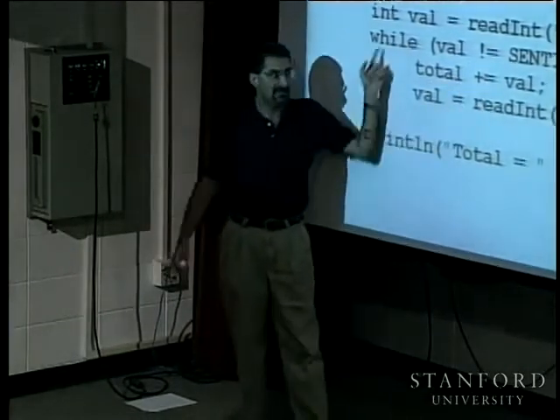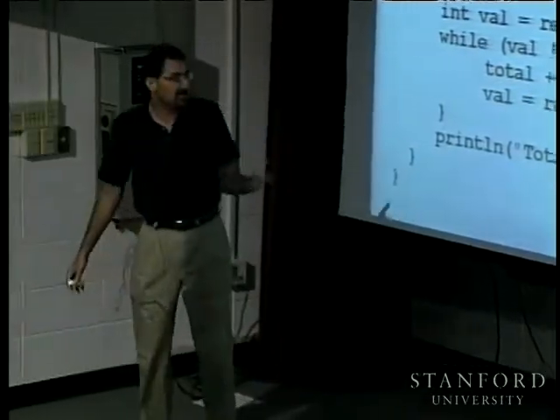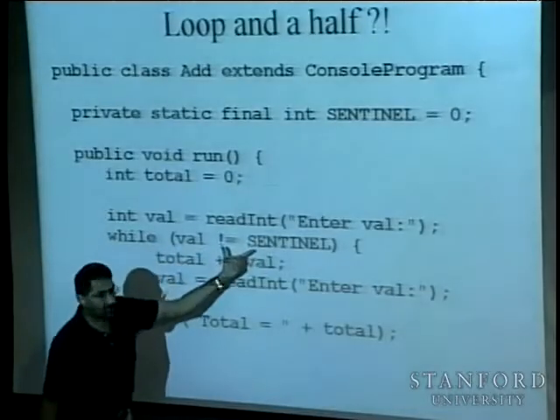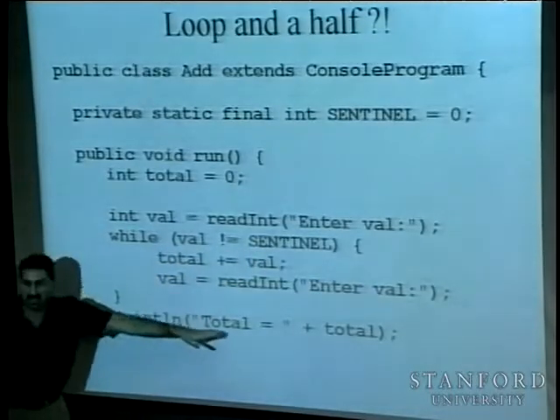this loop. Did they give me 0? No, add it in. They give me 0? No, add it in. And when they give me 0, then I say, oh, the value is equal to the sentinel, so this test becomes false, and I come down here and I write out the total as total.